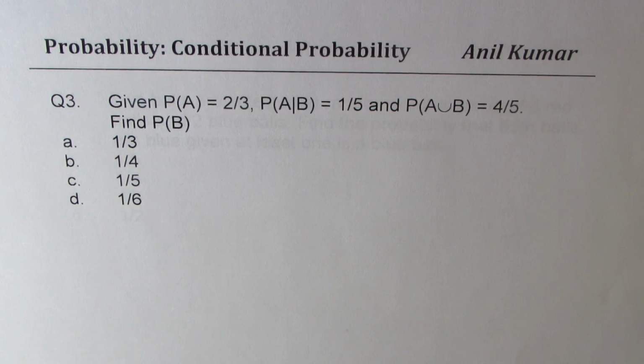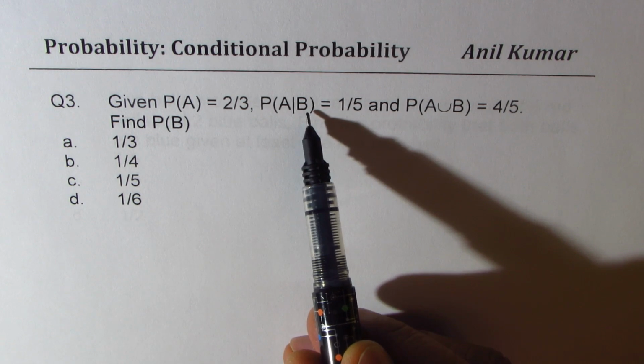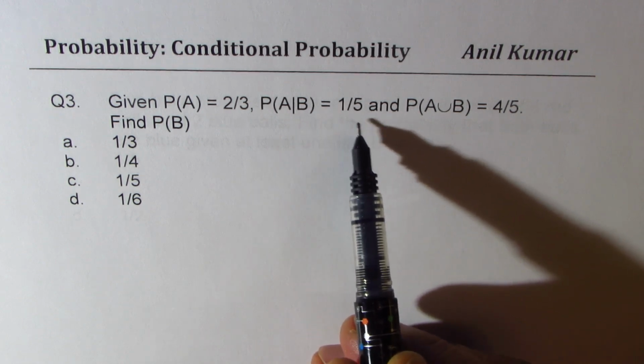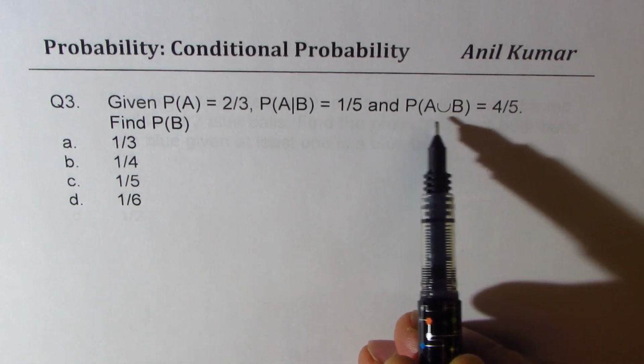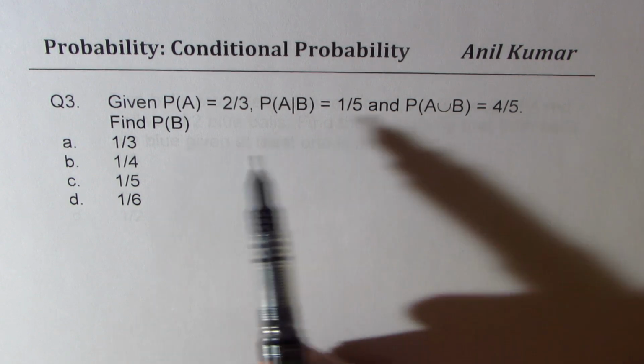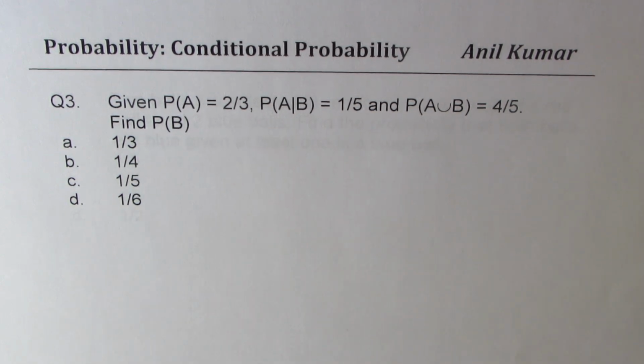Given probability of A equals 2 over 3, probability of A when B has occurred is 1 over 5, and probability of A or B is 4 over 5. Find probability of B. Four choices are given to you.